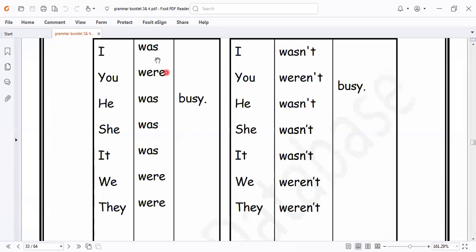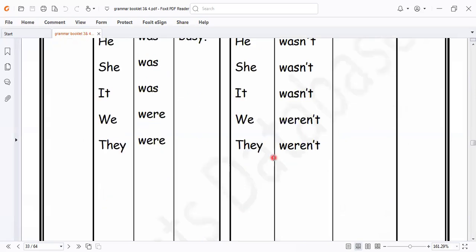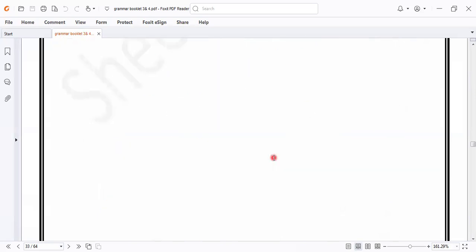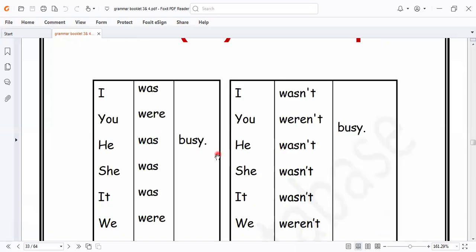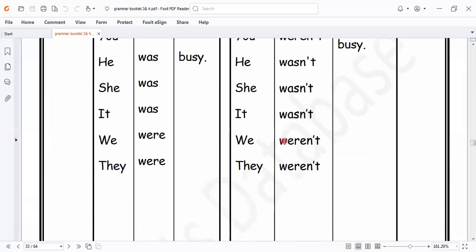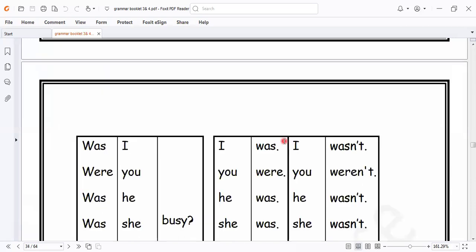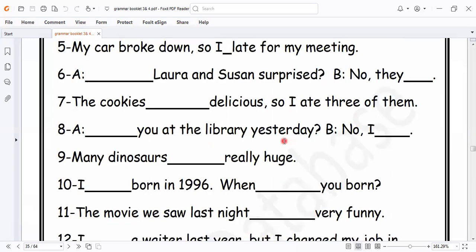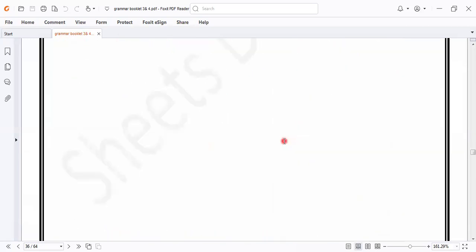I use was with what? With I, he, she, it. I, he, she, it take was. You, we, they take were. Sorry, I, he, she, it take was, and you, we, they take were in the past simple of the verb to be. And the negative is the same, and the question. Okay, let's go to another item here.